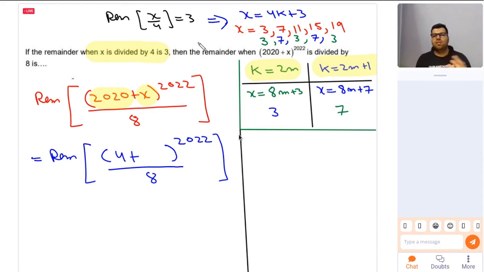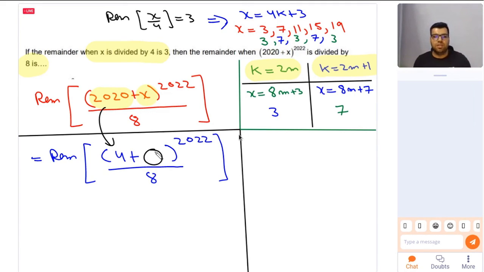Depending on whether k is even or odd, x can give either 3 or 7 remainder with 8. So if this much is clear, now we can proceed with the question, and it becomes an interesting question. The next logical step was that I replaced 2022 with its remainder with 4. But I now have to replace with its remainder with 8, because the divisor is 8. Now I have to replace x with its remainder with 8. So there are two cases. Either at this value I can put 3, or here I can put 7. Two cases will be there, so I have to make both the cases.